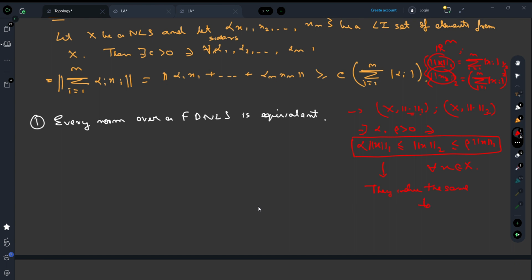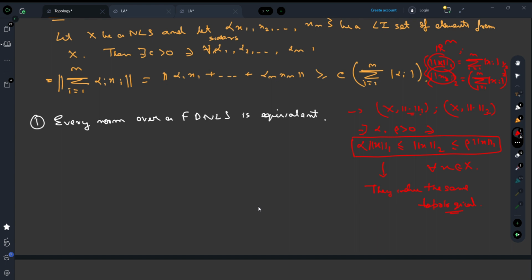They induce the same topological structure. For example, if you have two equivalent norms over a single linear space, then a sequence which is Cauchy with respect to one of the norms will also be Cauchy with respect to the other norm. That is, if norm 1 and norm 2 are equivalent, and we have a sequence xn from X which is Cauchy under norm 1, then it will also be Cauchy under norm 2.